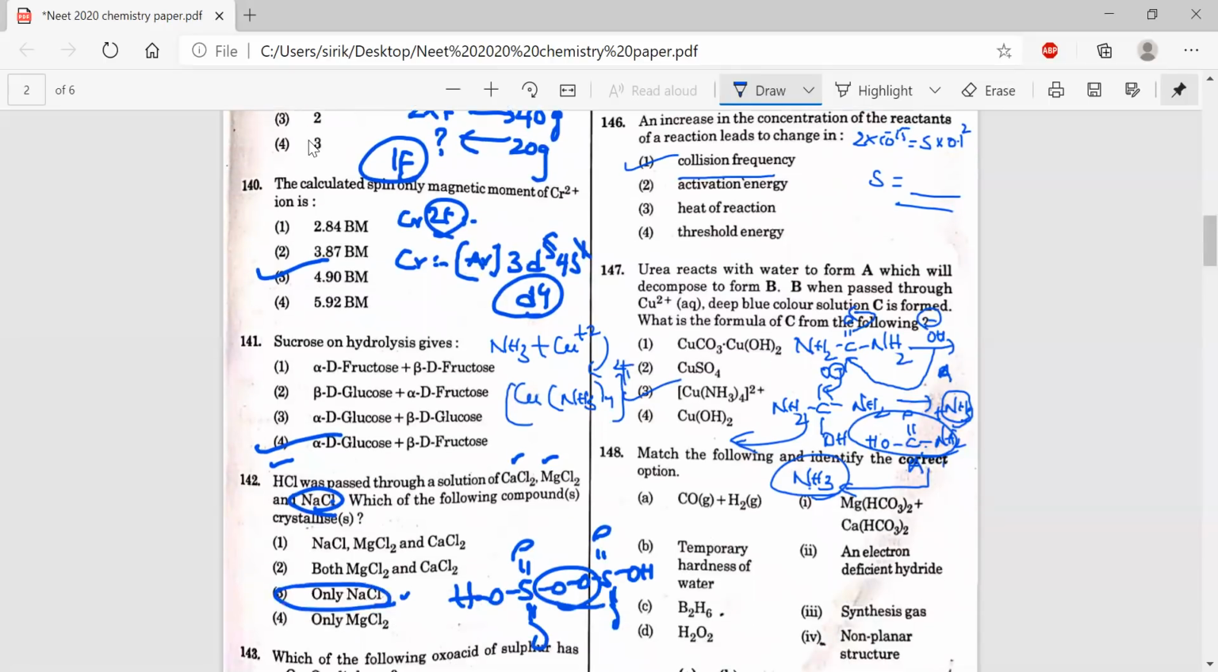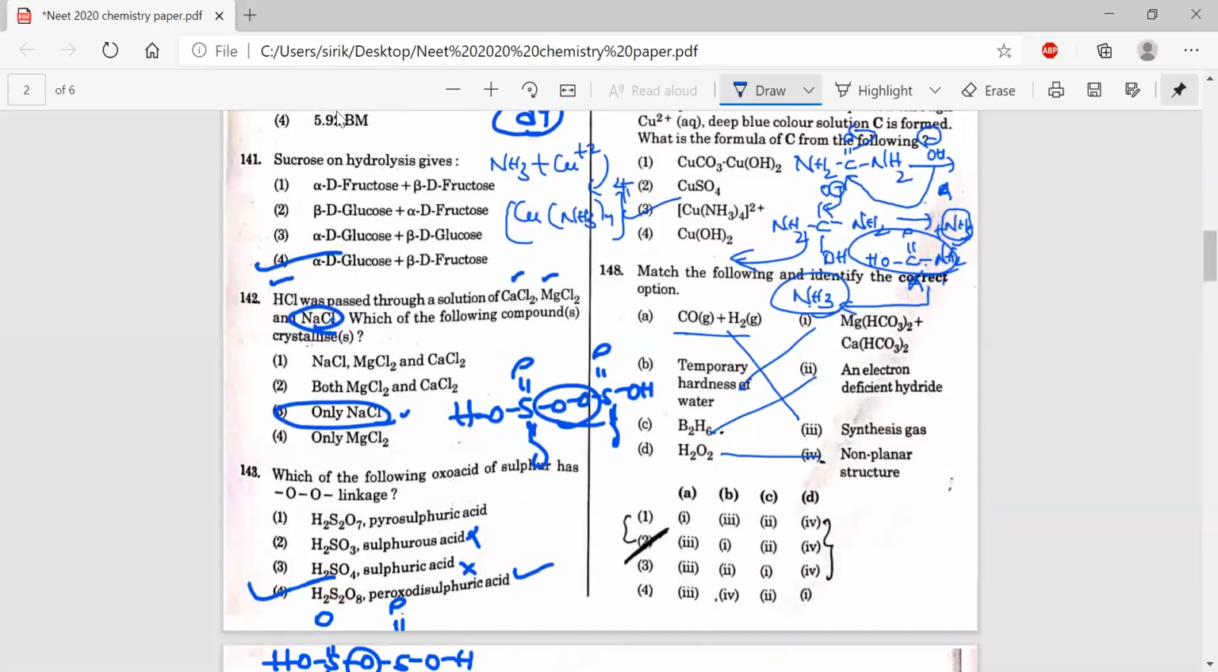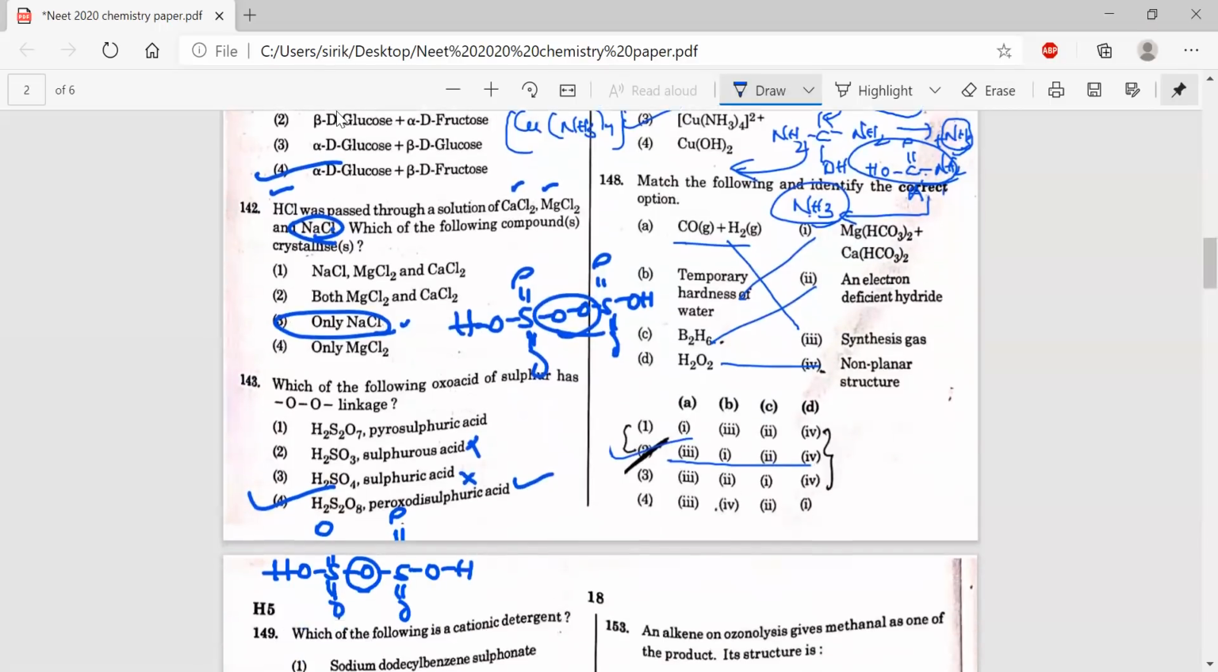And question number 148: CO and H2 is a combination called synthesis gas. Temporary hardness is due to calcium and magnesium bicarbonates. In diborane, boron is electron deficient, so we say it is an electron deficient hydride. H2O2 is non-planar. So first one is 3, and next is 1, 4, 2, and next 4. Option 2 is the correct answer.